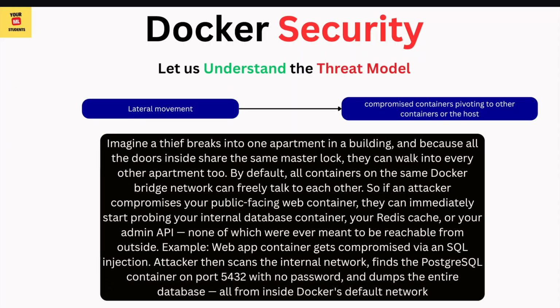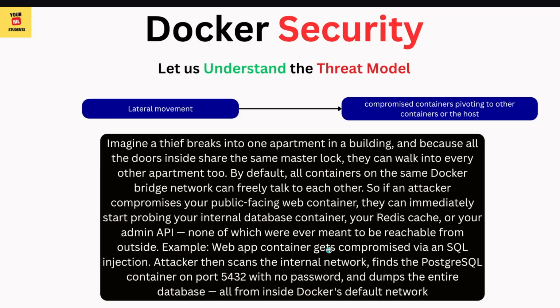Then the last thing, called lateral movement: compromised containers pivoting to other containers on the host. Imagine a thief breaks into one apartment in a building, and because all the doors inside share the same master lock, they can walk into every other apartment too. By default, all containers on the same Docker bridge network can freely talk to each other. So if an attacker compromises your public facing web container, they can immediately start probing your internal database container, since they're in the same network, your Redis cache or your admin API, none of which were ever meant to be reachable from outside.